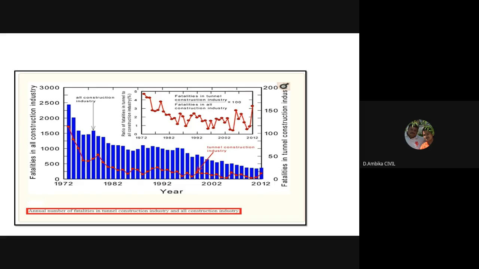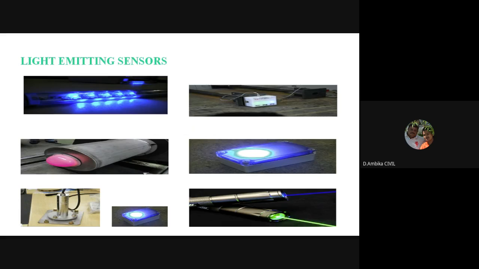So we had a study on the analysis of accident status and how to overcome it, or at least how to detect the problems or difficulties you are facing in metro rail construction projects. There comes the usage of sensors. All these are different types of light emitting sensors, simply called OSV, that is optimal signal visualization.